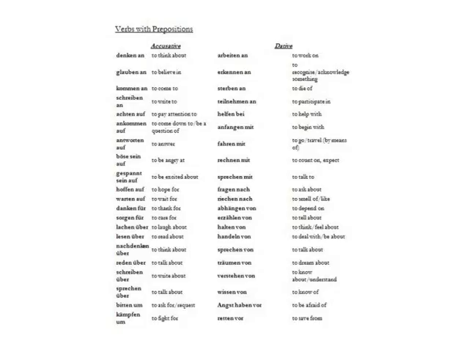Further, the type of preposition we use determines the case of the noun that follows the verb, with accusative prepositions on the left and dative prepositions on the right. You will find examples of two-way prepositions in both columns.